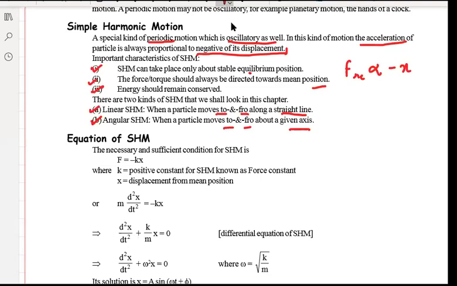Now, we'll take this condition only. I said that the condition is that the restoring force should be equal to minus kx, where k is a constant. Again, k is a constant, k can be anything. In terms of a spring, it is the spring constant. In terms of any other restoring force, it will be something else. Got it? This is what you have to know. K is not the spring force, k is any constant.